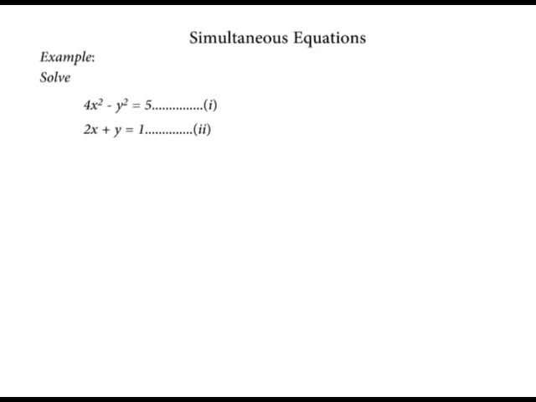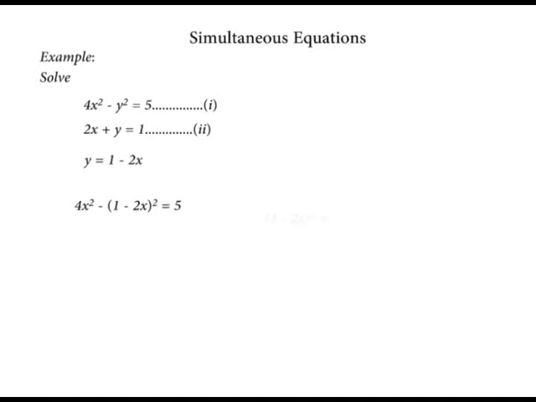Now the first equation is quadratic. The second is linear. We can make y the subject of the linear equation. So we have y is equal to 1 minus 2x. Now we substitute this in equation 1. So we have 4x squared minus y, now is 1 minus 2x squared, is equal to 5.